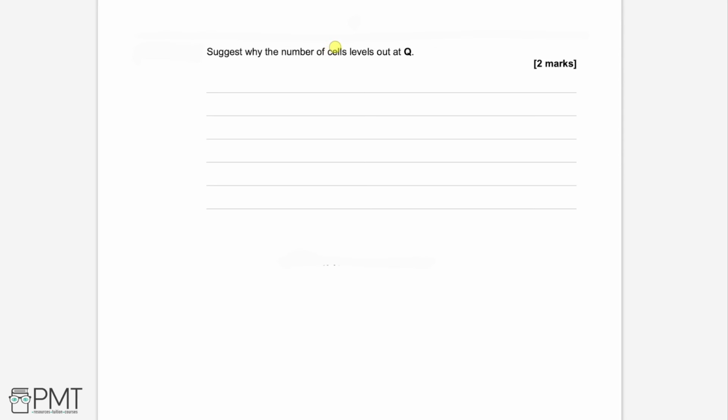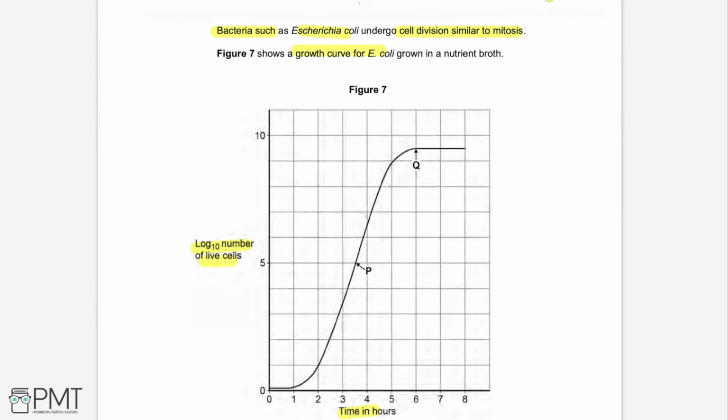Suggest why the number of cells levels out at Q. Well, if we look back at the graph, we can see, as the question suggests, that it flattens off at Q.